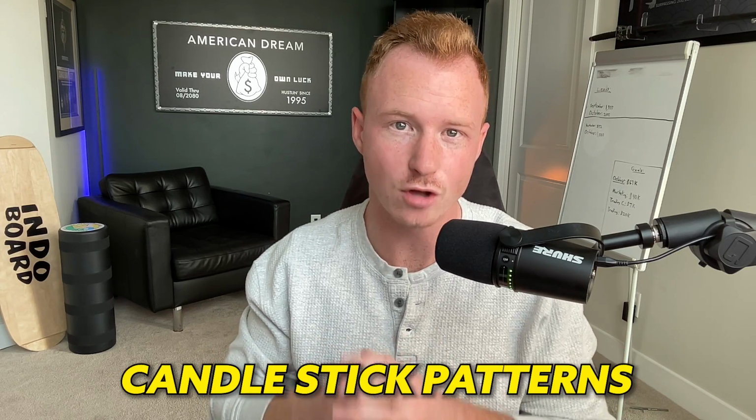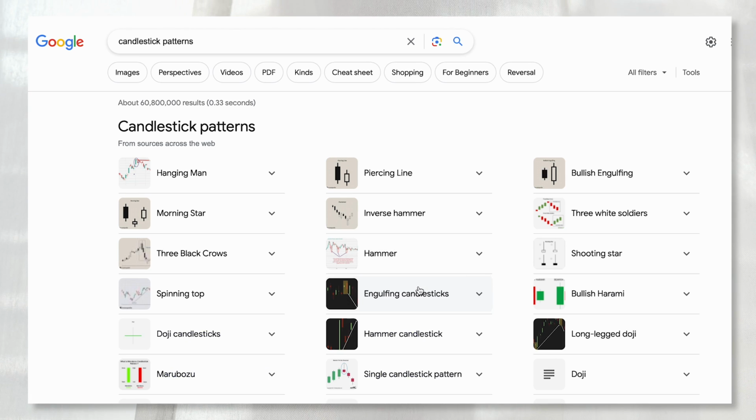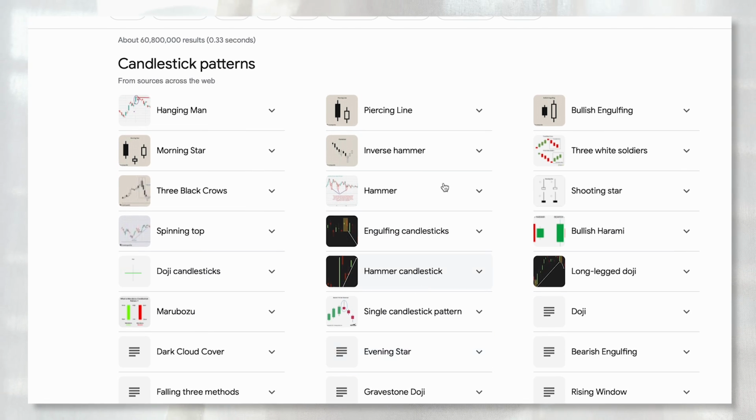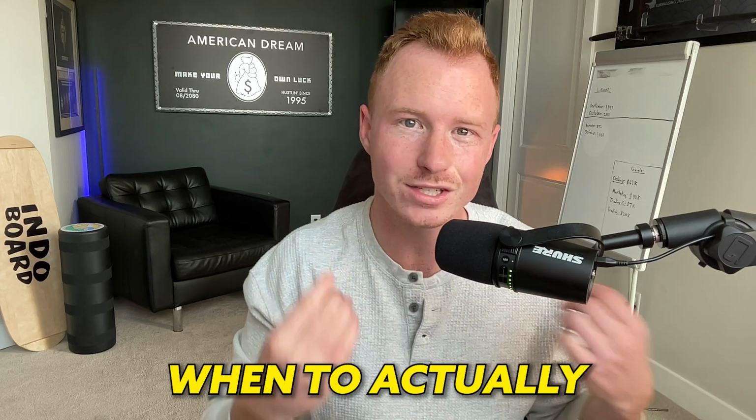When it comes to trading, you hear people talk about candlestick patterns all the time. If you just look on the internet and type in candlesticks, you're going to see a million different patterns out there that you need to memorize, and it can get super overwhelming. That's why in this video, I'm going to go over the only candlestick pattern that you really need to know when to actually enter a trade.